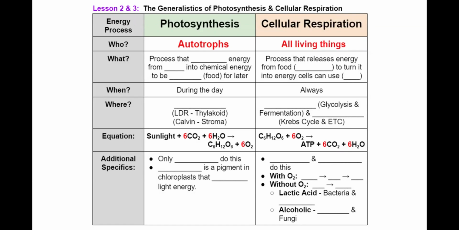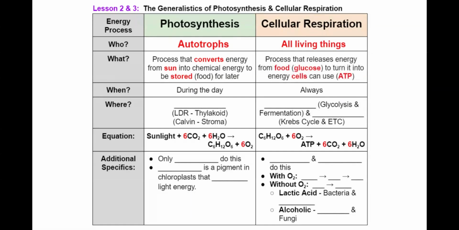Now, the definition for photosynthesis: it is a process that converts energy from the sun into chemical energy to be stored for later. Cellular respiration is a process that releases energy from food, aka glucose, to turn it into energy cells can use, which is ATP. Again, all living things do this. Plants do this, and animals do this.